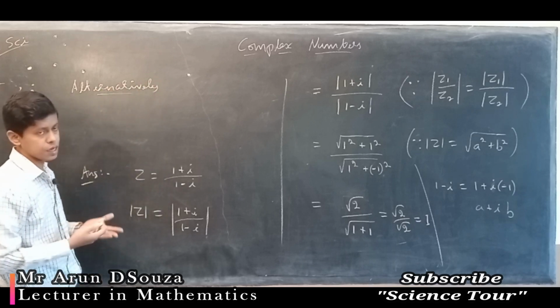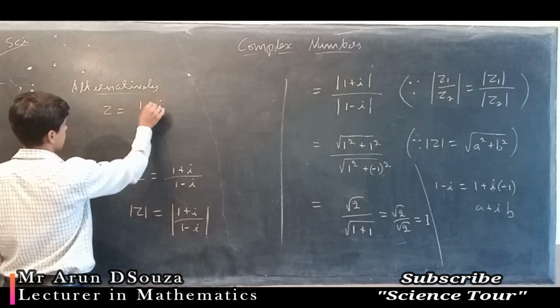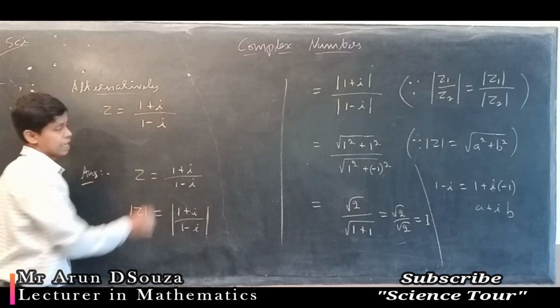Alternative method. Okay, so z is equal to 1 plus i divided by 1 minus i.